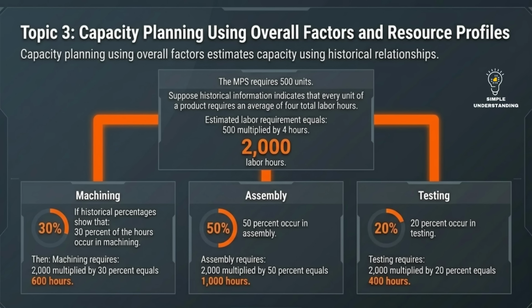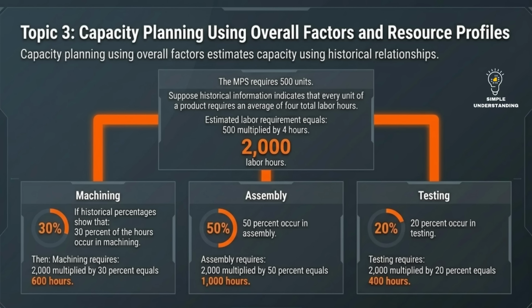Topic 3. Capacity planning using overall factors and resource profiles. Capacity planning using overall factors estimates capacity using historical relationships. Suppose historical information indicates that every unit of a product requires an average of 4 total labor hours. The MPS requires 500 units. Estimated labor requirement equals 500 multiplied by 4 hours. The result is 2,000 labor hours.